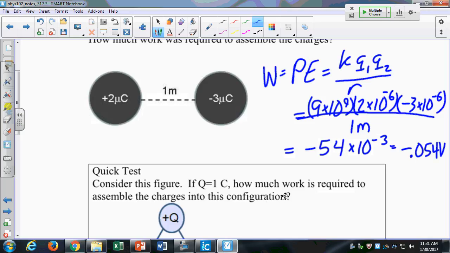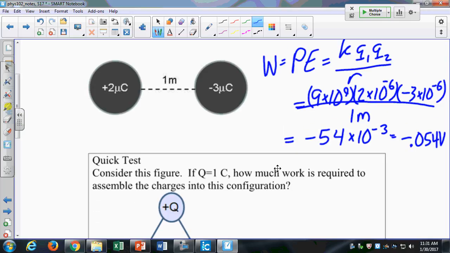Now, you'll probably have one of these on your test where I give you a configuration of charges and ask you to determine, I'll either ask how much work it took to assemble these charges, or I'll ask what is the potential energy of this configuration of charges.